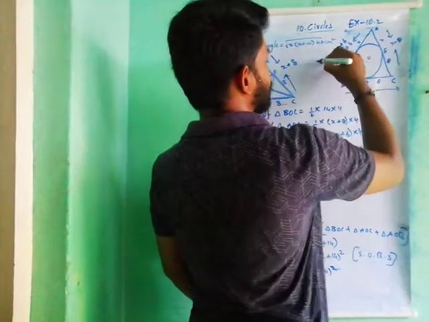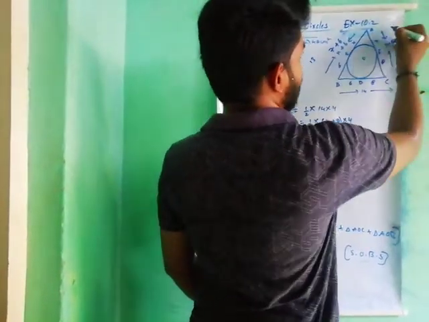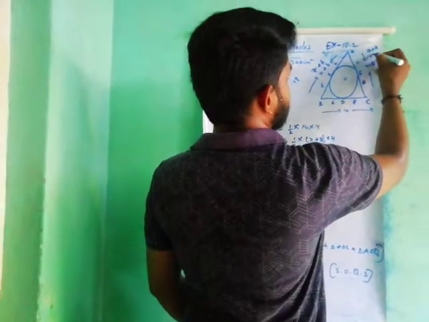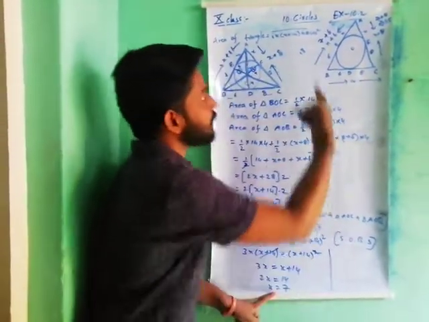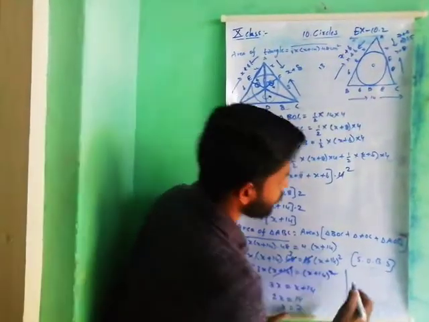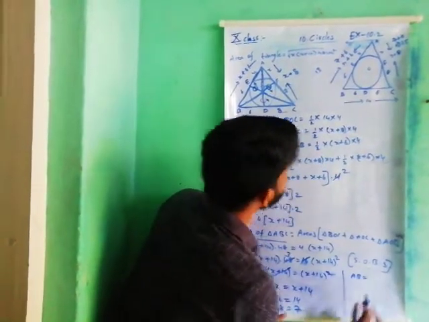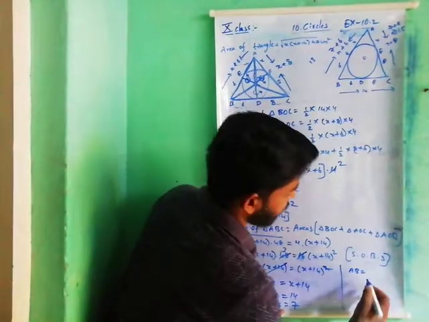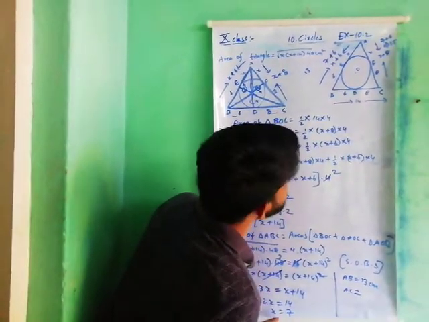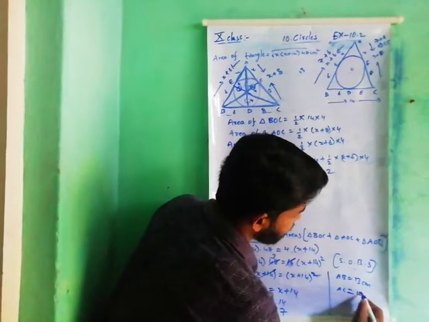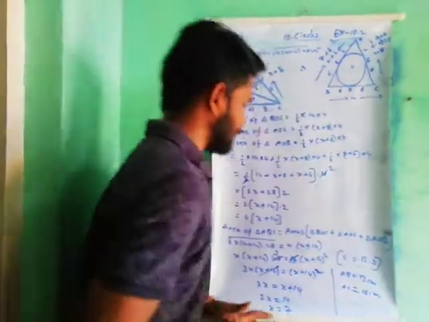Here if you substitute the value 7, 7 plus 6, how much? 13. Here also 7 plus 8, how much? 15. So the final step you have to write: if we substitute the x value, the AB value is 13 centimeters and the AC value is 15 centimeters. Understand the question?